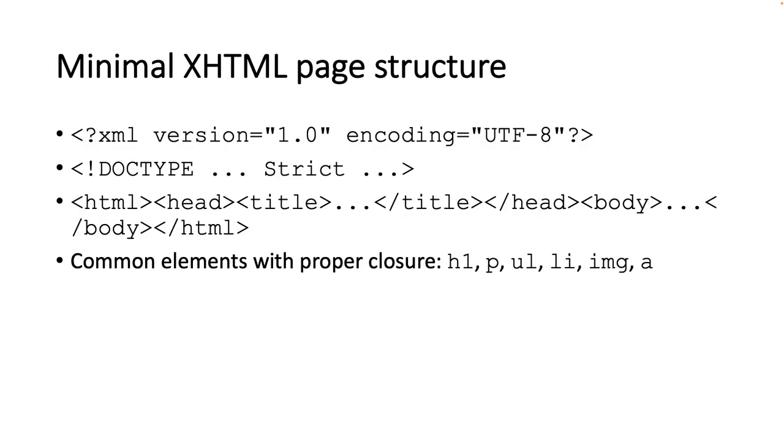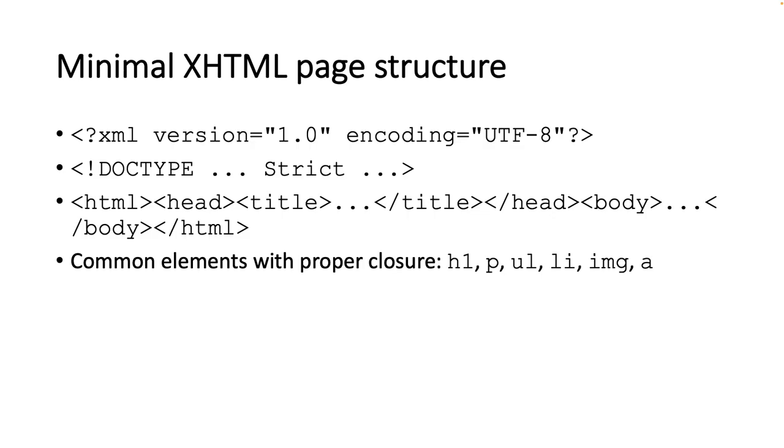So the minimum page structure starts off with that XML declaration we talked about. It starts out, and then it has the doc type declaration, not doc type definition, but doc type declaration. And then it has elements that are properly nested and follow the DTD. Common elements, and the ones we'll use in this demonstration today, are H1, heading 1, paragraph, unordered list, list item, image, and anchor A tag.